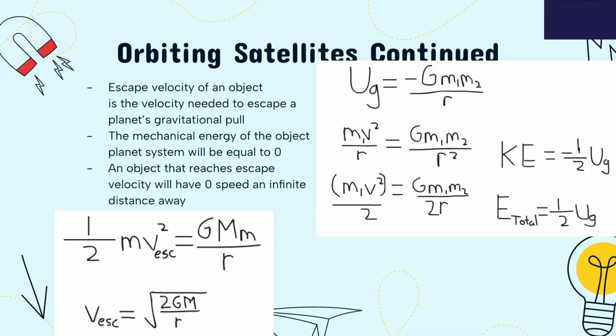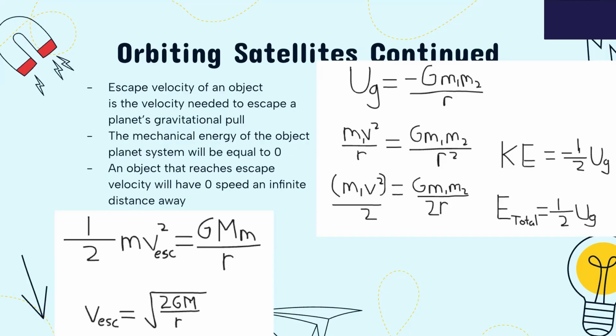You do 1/2 m times v squared, where v is the escape velocity, equals big G times big M times little m over r. And this is just saying that the kinetic energy of that object is equal to the magnitude of gravitational potential energy at that point. Because gravitational potential energy is really minus G big M small m over r. So 1/2 mv squared minus the magnitude of gravitational potential energy equals 0. So when you move that minus to the other side, it becomes positive. And you can solve for the escape velocity like this.